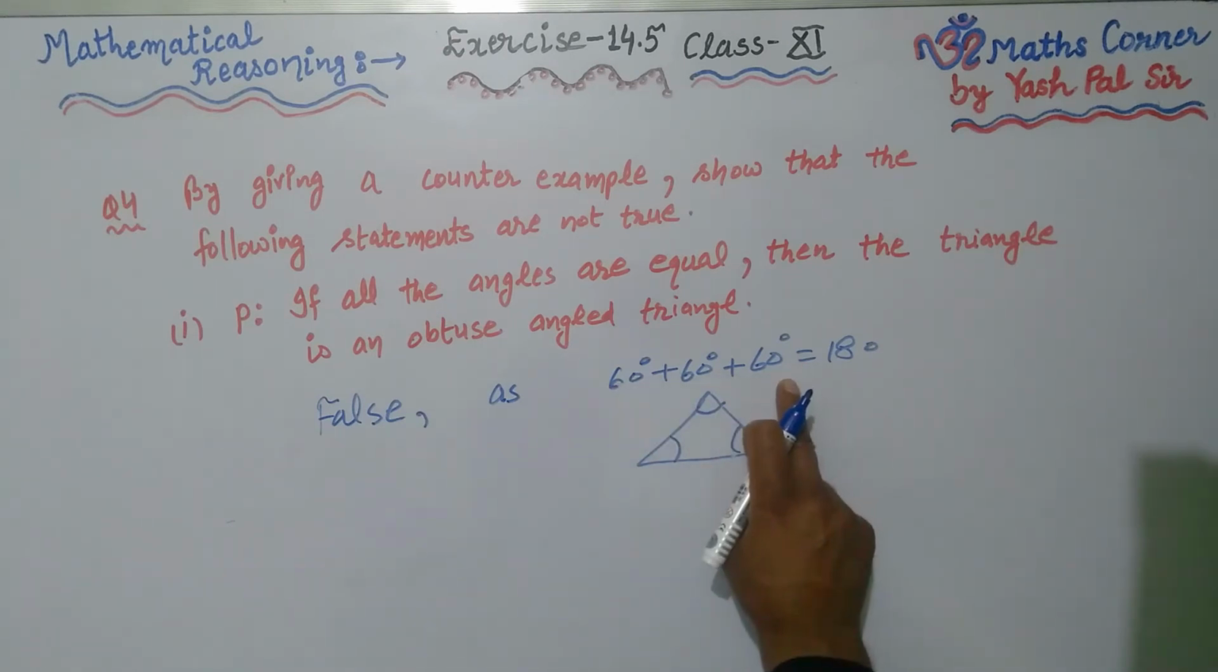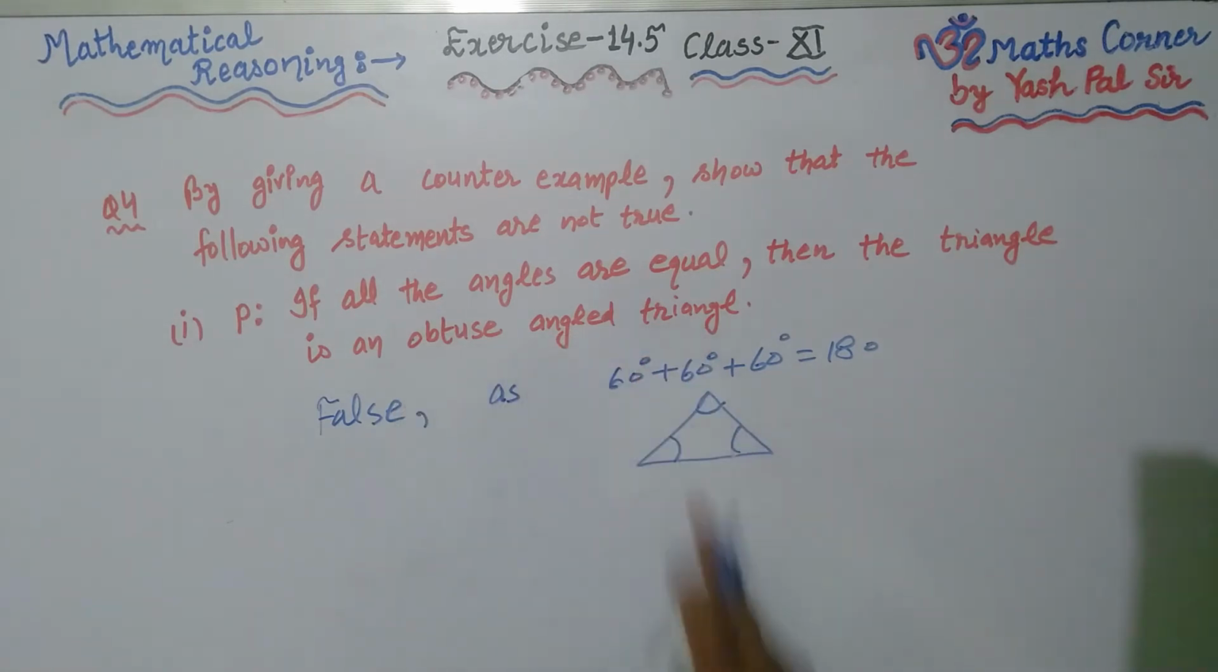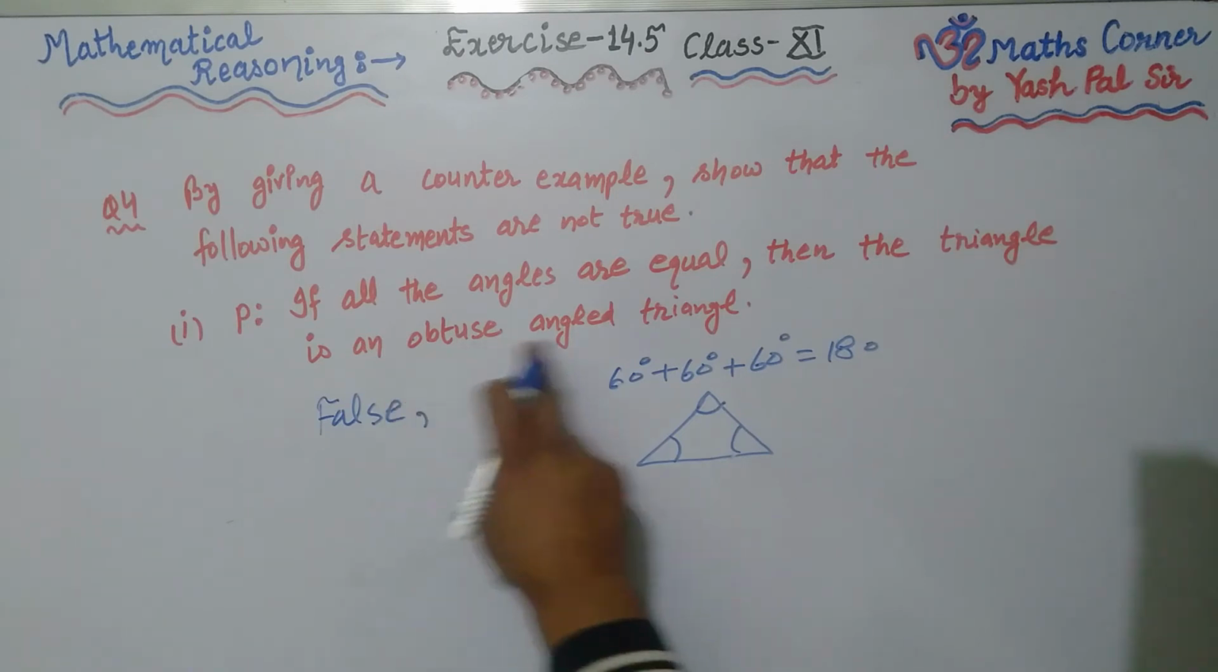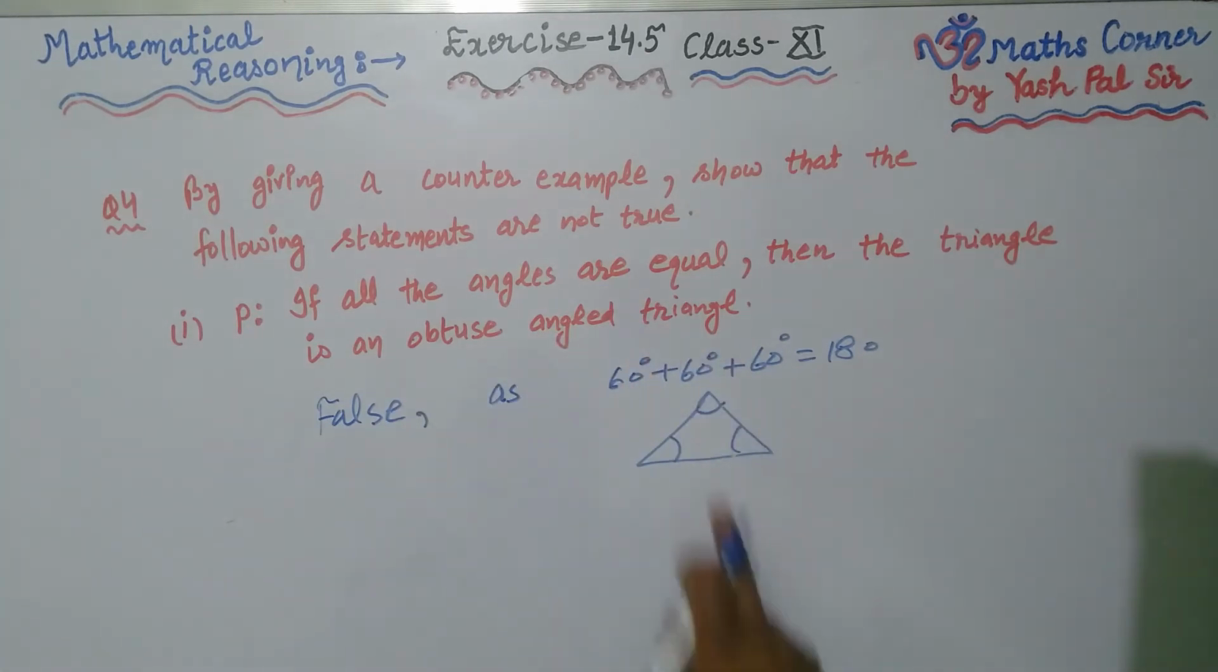So this means this cannot be an obtuse angled triangle. Obtuse angled triangle means at least one angle should be greater than 90 degrees.